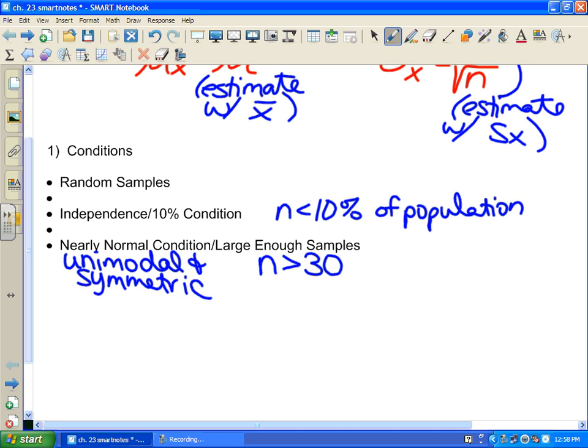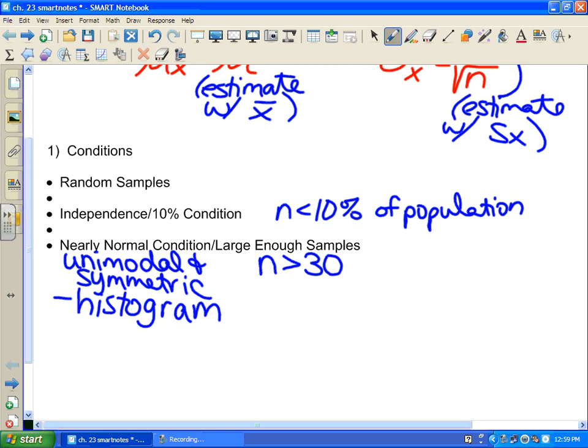So sometimes you'll be given a graph, but what if you're not? How do you know if something's unimodal and symmetric? And the mean and median close. That is good, but that doesn't tell unimodal. That tells symmetric, because it could be perfectly bimodal. You're going to have to make a histogram. So it'll be a good review. Something we haven't done in a long time. I'm not doing it today.